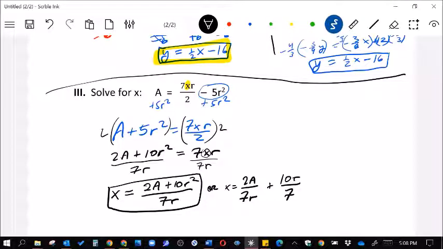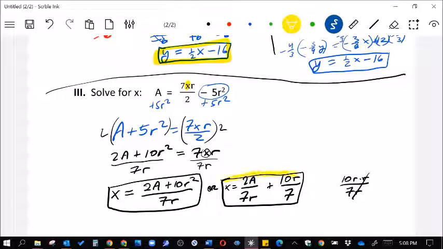Because for the second term, we have 10r squared, which is r times r, over 7r. So one of those r's would cancel. Because one of them could be reduced, this is a good answer. However, because only one of them can be reduced, the other is an acceptable way to do it too. So both of those would be considered acceptable.